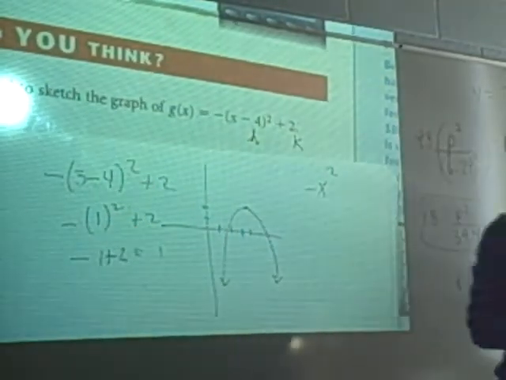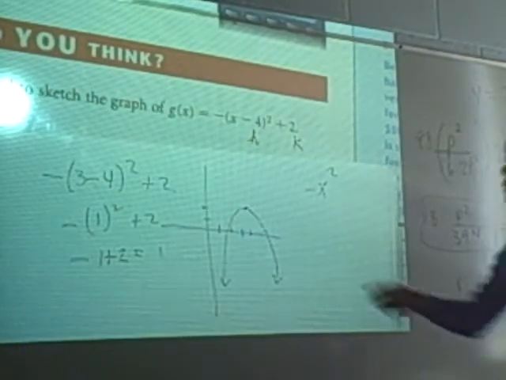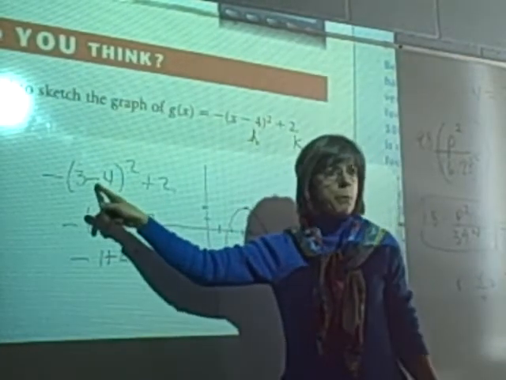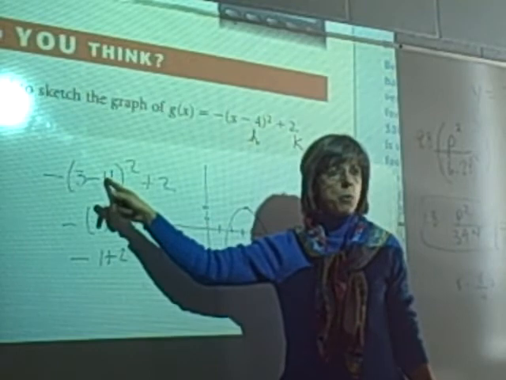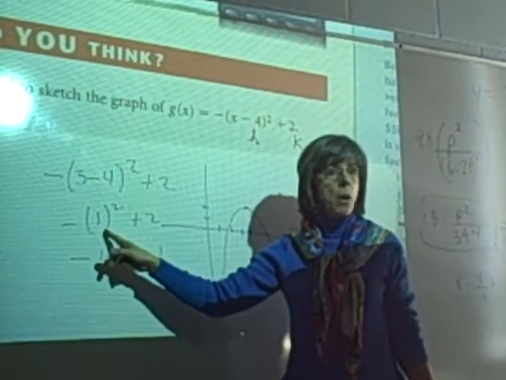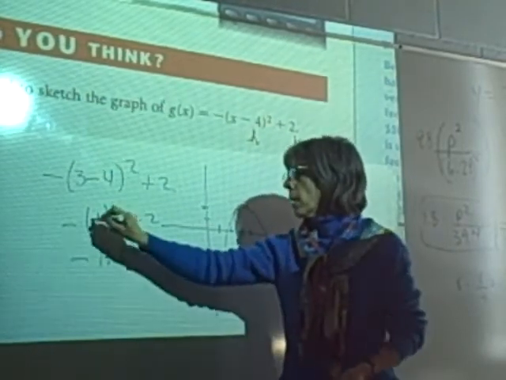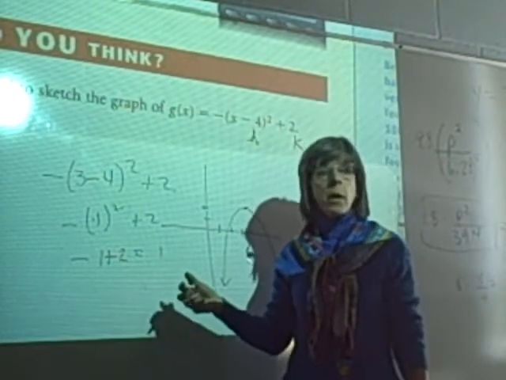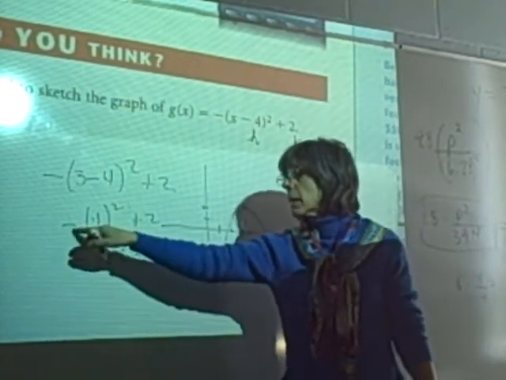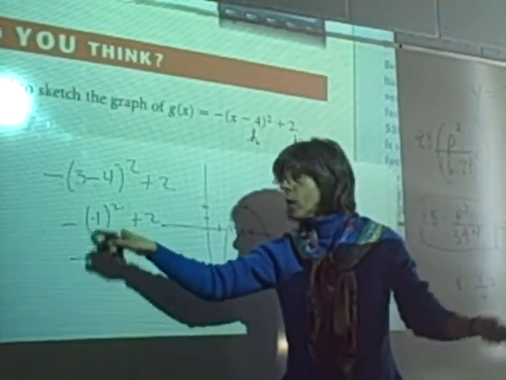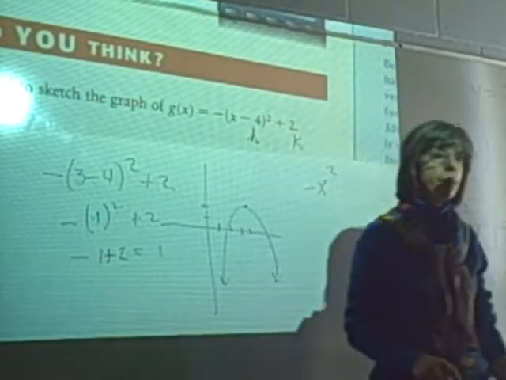If you're squaring a -4, wouldn't it be 16? Order of operations, I do what's in the parentheses first. 3 minus 4 is -1. -1 squared is 1. The opposite of a -1 is a -1.